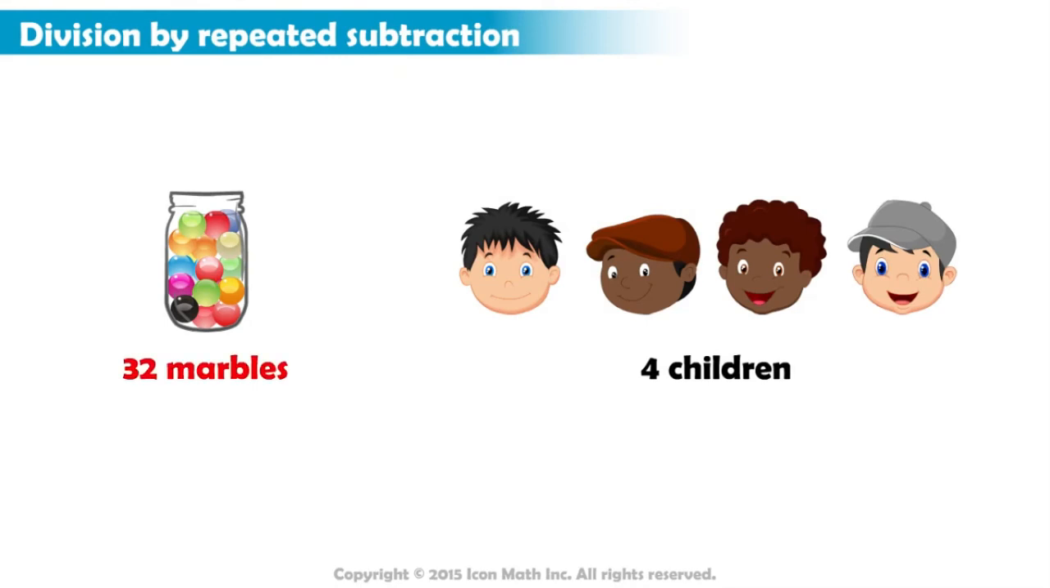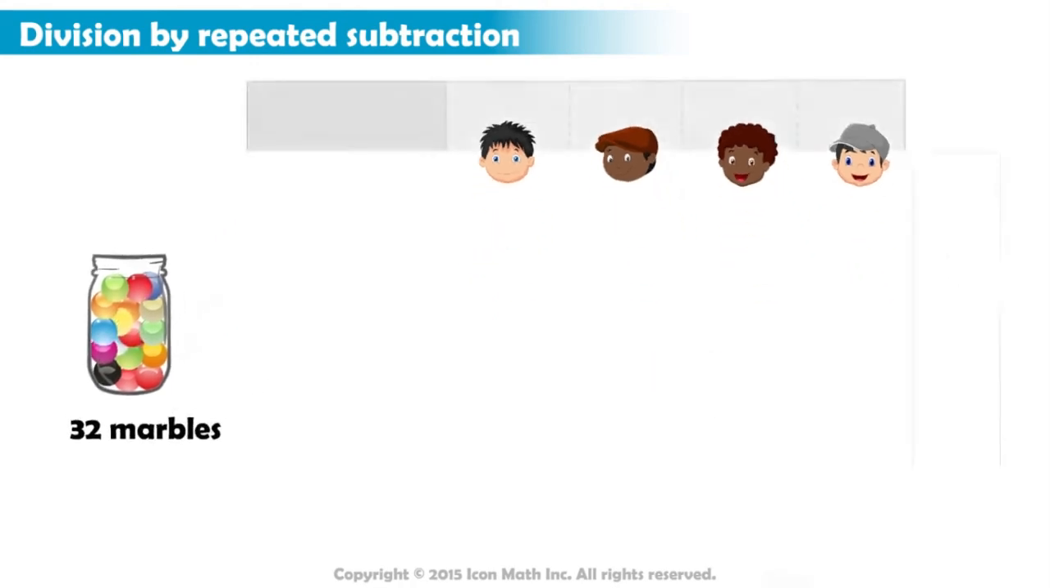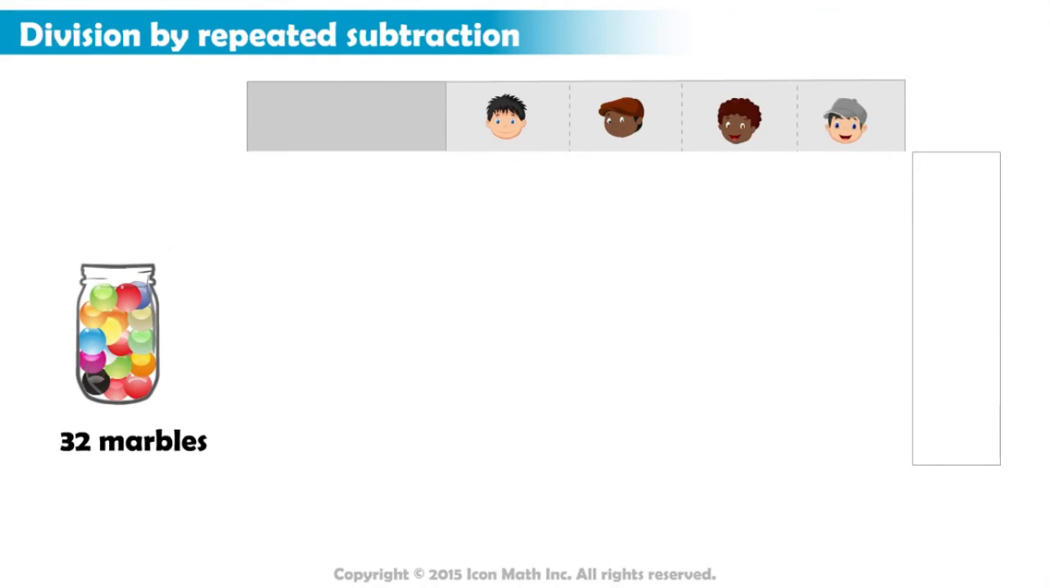Since 32 is the total marbles we have, it is the dividend, and 4 is the divisor, because they are the people among whom we want to divide the marbles. To carry out this division by repeated subtraction, we draw a margin so that we keep track of how many times we gave away marbles.